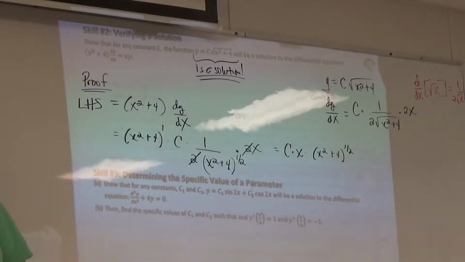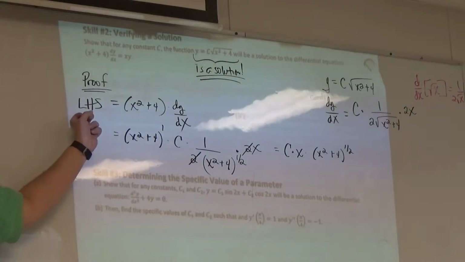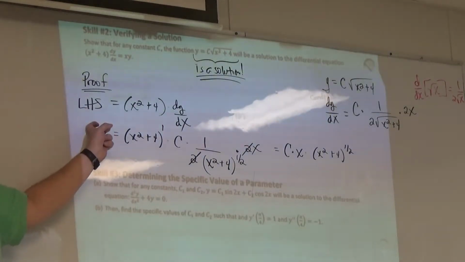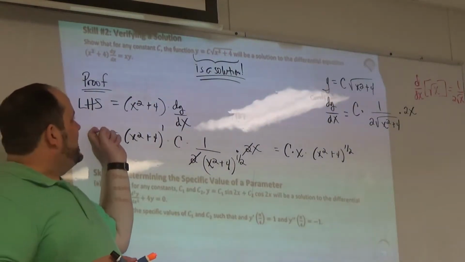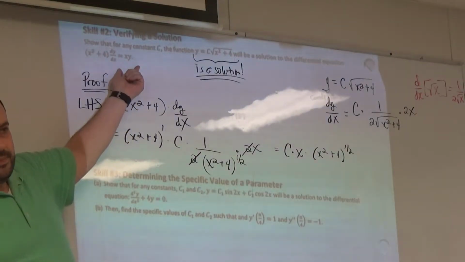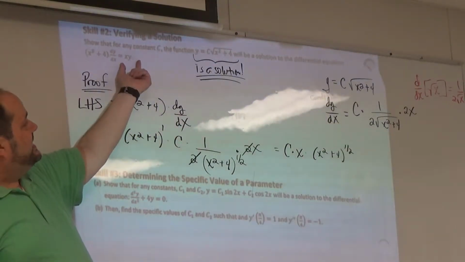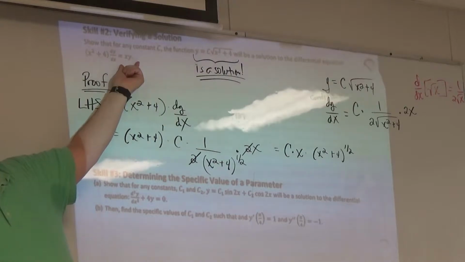Way back in the day when you guys were doing trig proofs, just like what we're doing now, you start on one side, only working on that side. Your goal is to get the other side to show up. The goal is to legally get x times y to show up.